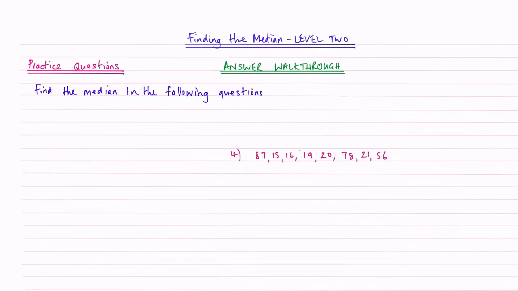Question 4. So find my smallest. That's 15. Then next one is a 16. Then I have a 19. Then a 20. I saw a 21 there, so it's a 21. Then next one is a 56. Strike 78. And then 87.